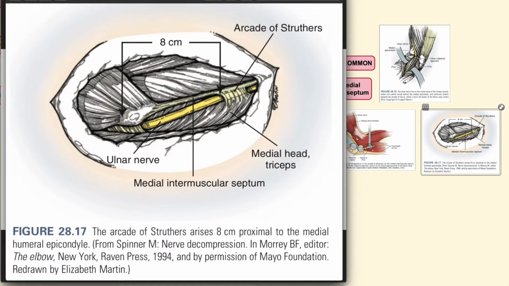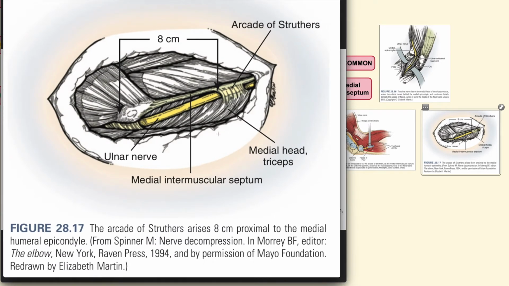Now here is another picture that shows the arcade of Struthers, which arises around 8 cm proximal to the medial humeral epicondyle. So it goes way up here proximally. We could see here the medial intermuscular septum, the fibrous septum that goes in between the medial arm region, and as the ulnar nerve goes through this area, it is directly situated over the undersurface of the arcade of Struthers.